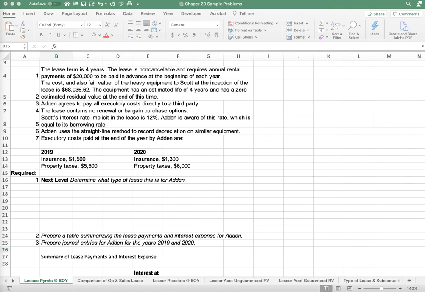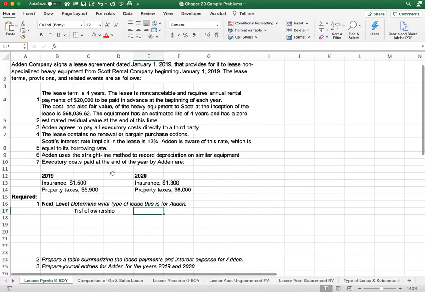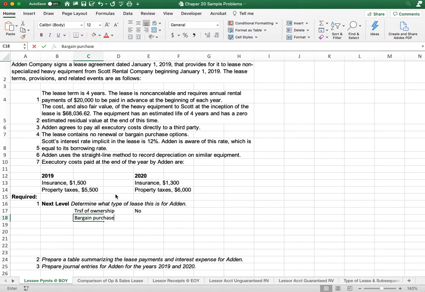And so first, we're just determining the type of lease payment that this is. We'll ask ourselves those 5 criteria to figure out if it is either the operating lease or the finance lease. And so the first one is transfer of ownership. And the answer to that is no. Bargain purchase option. And the answer right here, just saw it, is no.